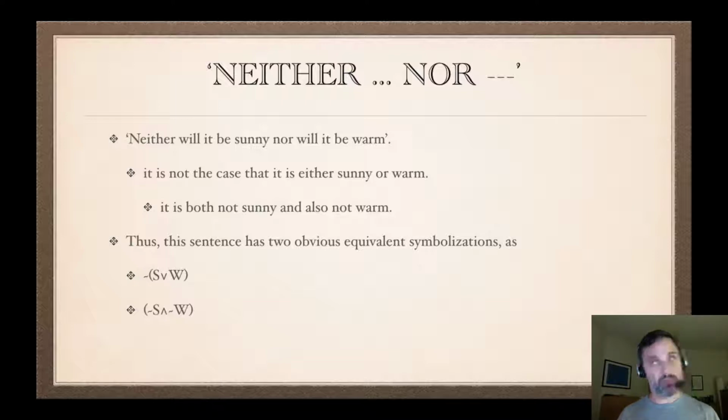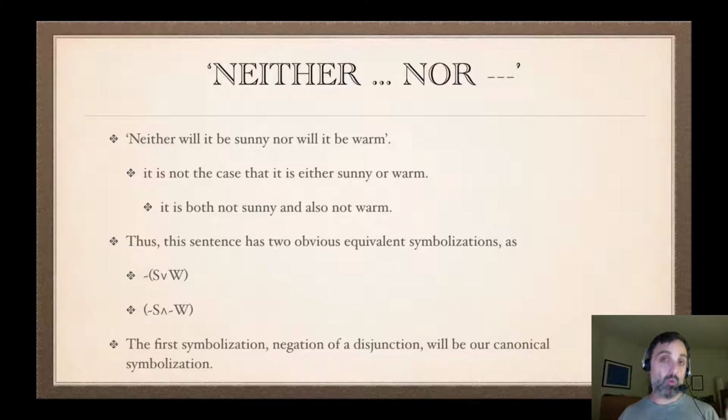So there are two different ways of paraphrasing a neither nor sentence, two different sentences in the logical language that are equivalent, and either of them is a fine symbolization of neither nor. We'll use the first one as our standard symbolization, but if you enter either one in a neither nor problem, you'll be fine. So that's what we have to say about neither nor.